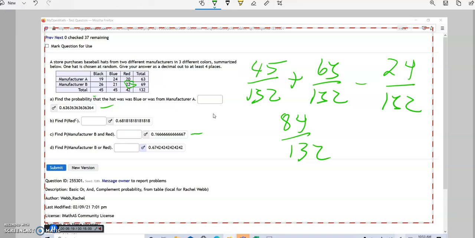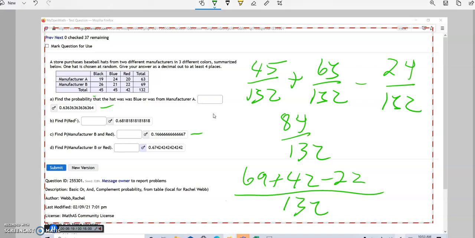And B or red, okay? B or red, you do the same thing. B, which is 69, plus red, which is 42, minus both, which is 22, all over 132. And if you do that, you get that answer, okay?